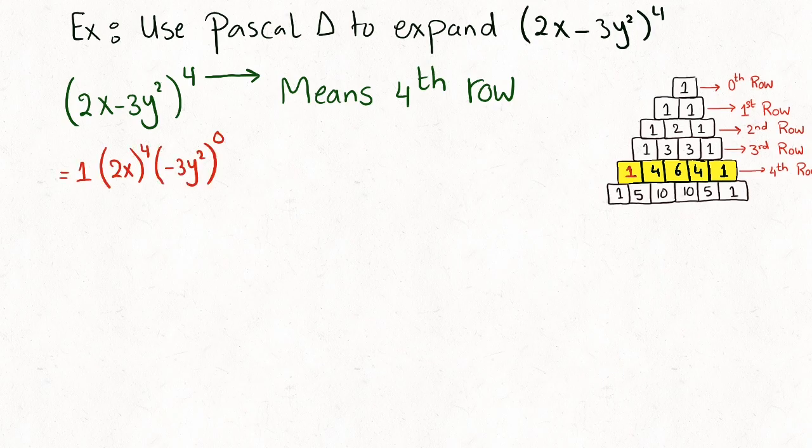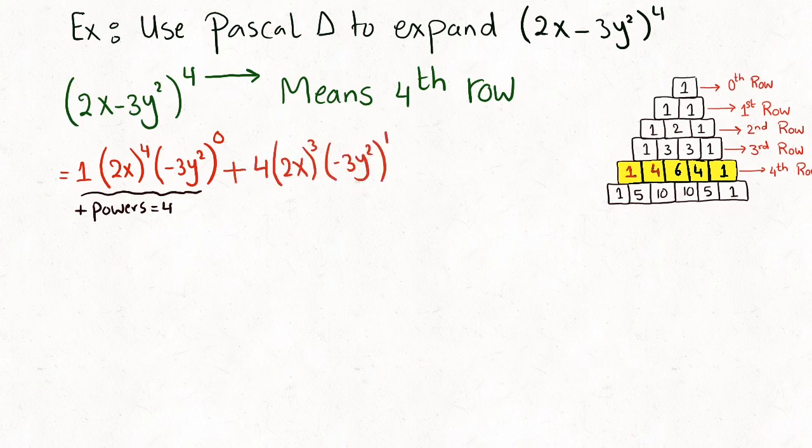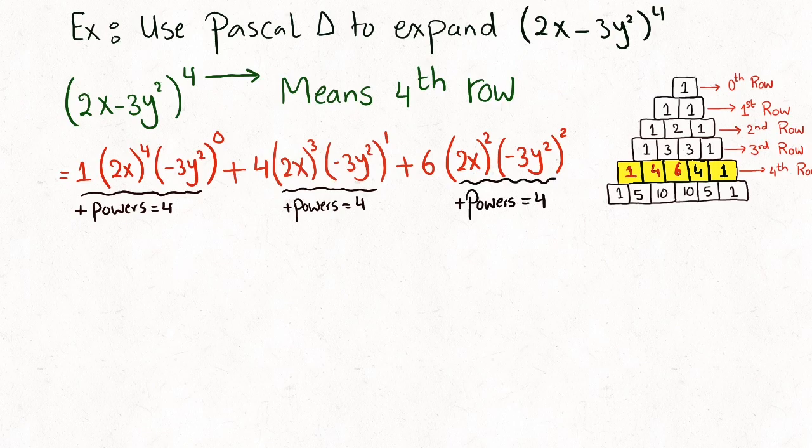Thus, you will say, okay, 1, the first term, 2x to the power 4, minus 3y squared to the power 0, plus, now you go to the second coefficient, which is 4, times 2x. Keep in mind, 2x will go 1 degree below, 3, and minus 3y squared will go 1 degree up, 1, plus 6, 2x to the power 2, times minus 3y squared to the power 2, and so on. Keep in mind that the sum of powers should always be 4. And use the calculator to find the final answer.